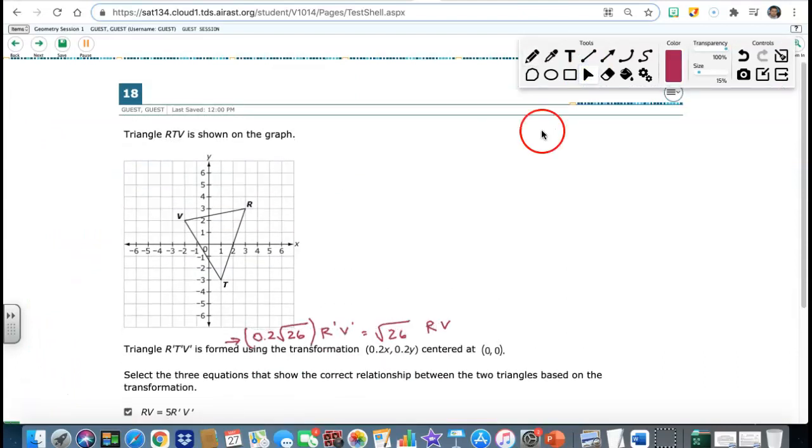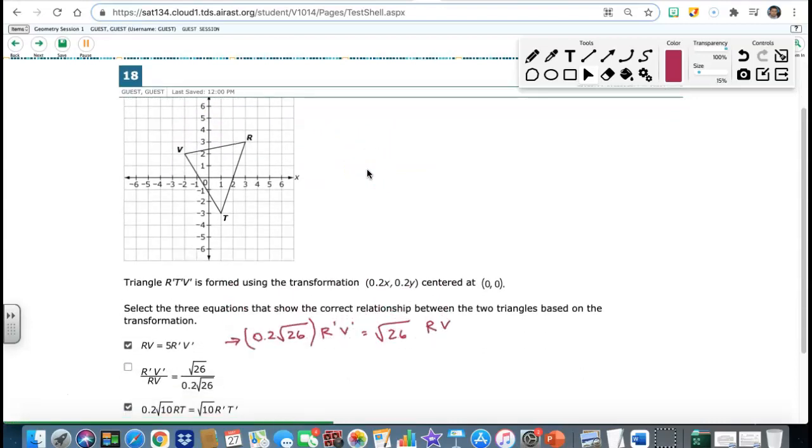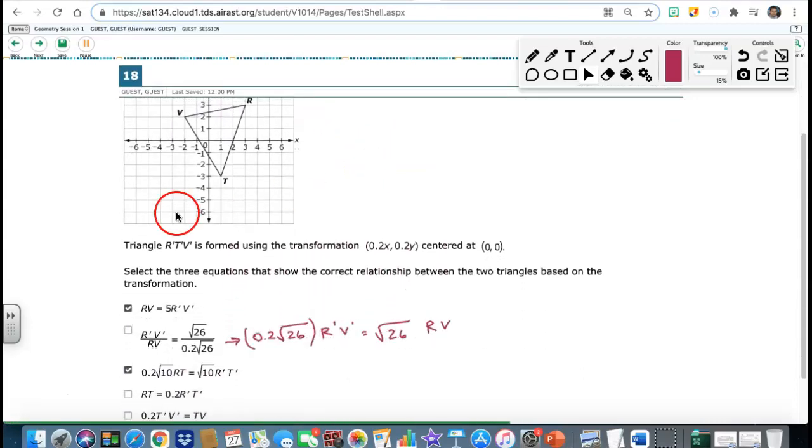Okay, so let's read 18. Triangle RTV shown in the graph. So we had that triangle. Let's read what's going on. On the bottom, it says triangle R prime, T prime, V prime is formed using transformation 0.2 of X, 0.2 of Y. This is a dilation.